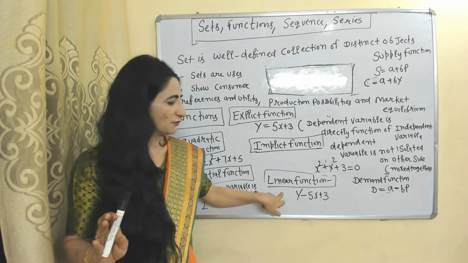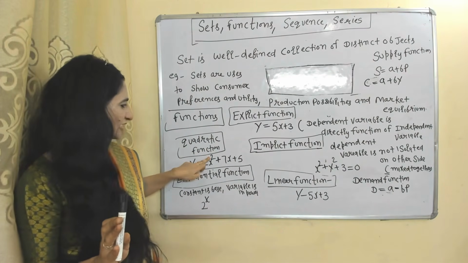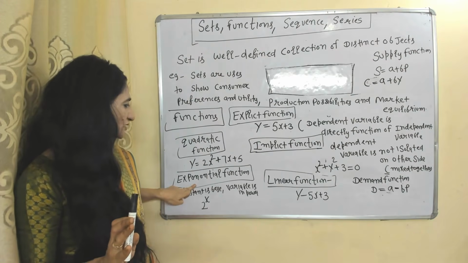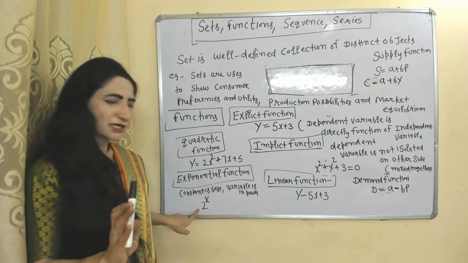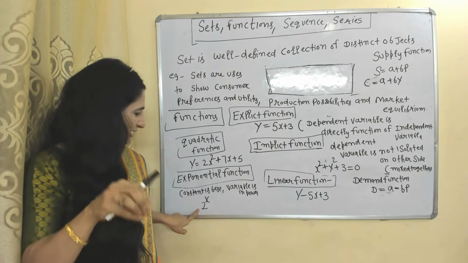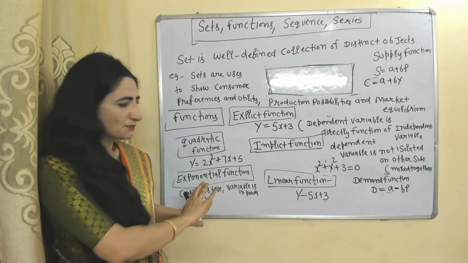Linear function, where the variable has highest power 1. In case of quadratic function, the variable has highest power 2. In case of exponential function, a constant is the base, the variable is in the power. 2 is the constant which is in the base, and x is the variable which is in the power.